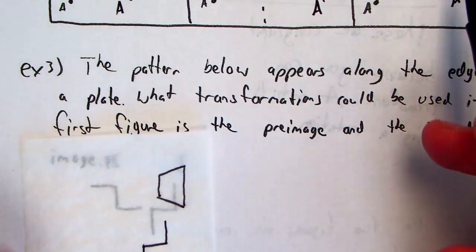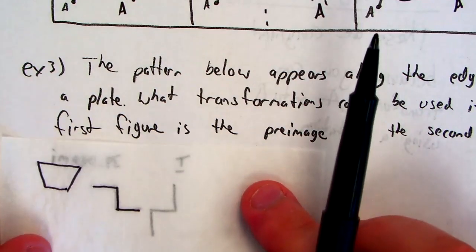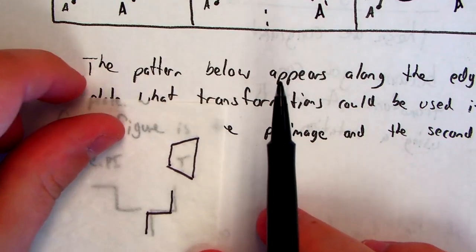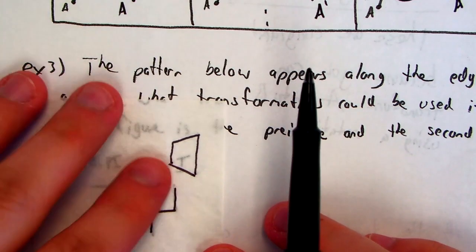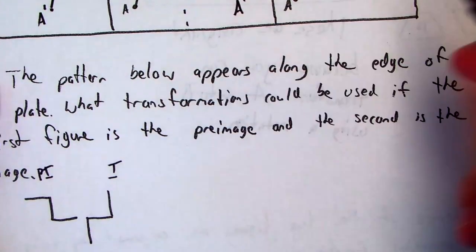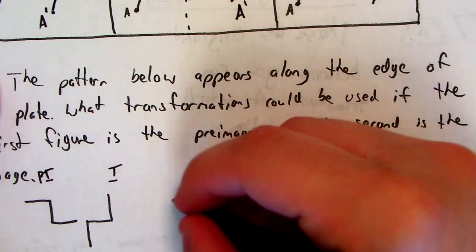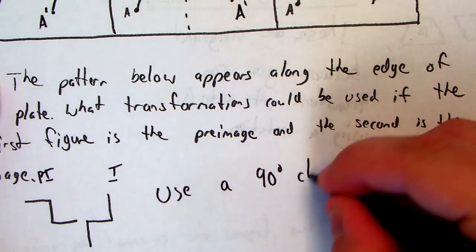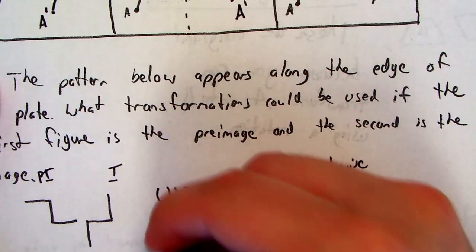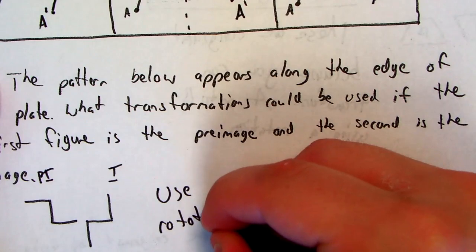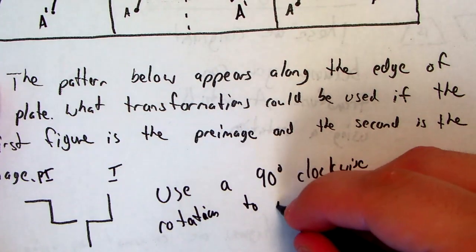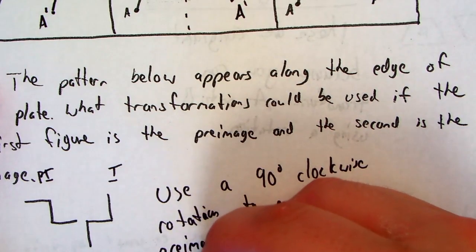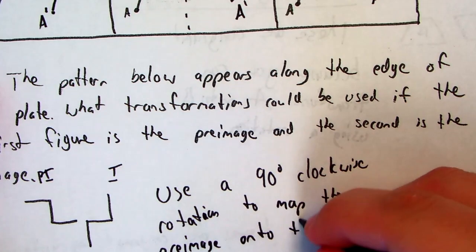What about a rotation? So let's see, if I go 90 degrees clockwise, hey, that matches up. So these are going to be transformed. So it says what transformations can be used. We can use a 90 degree clockwise rotation to map the pre-image onto the image.